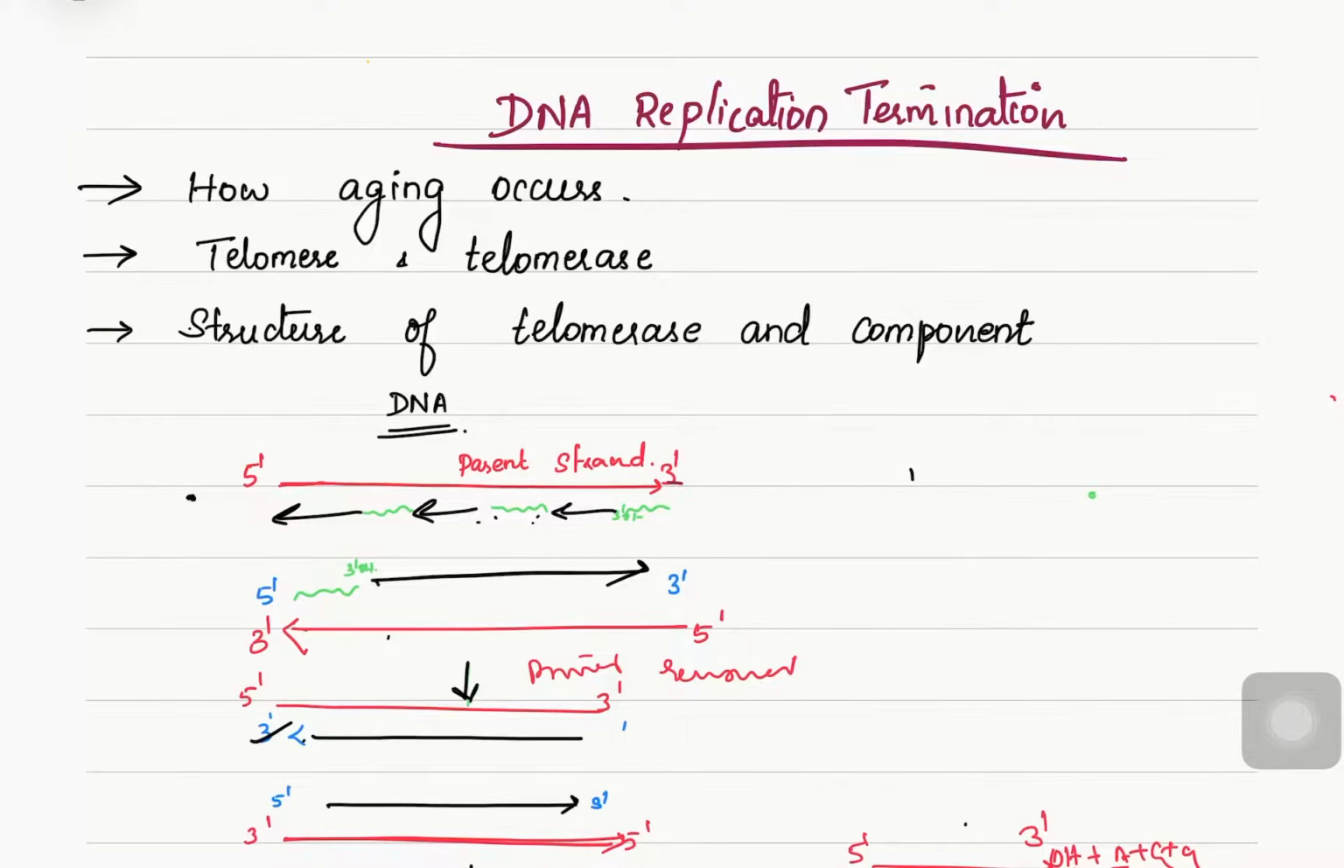Hi friends, today we are going to see about DNA replication termination, or we can call it the function of telomere and telomerase. Along with this topic, we can understand how aging occurs in our human body, what is telomere and what is telomerase, their structure and their components.